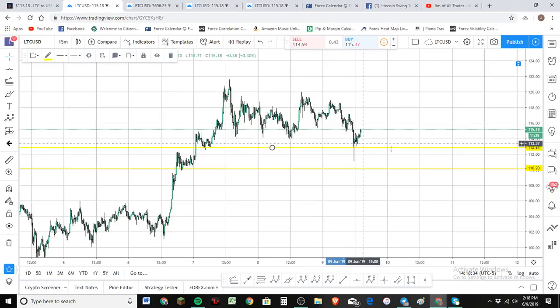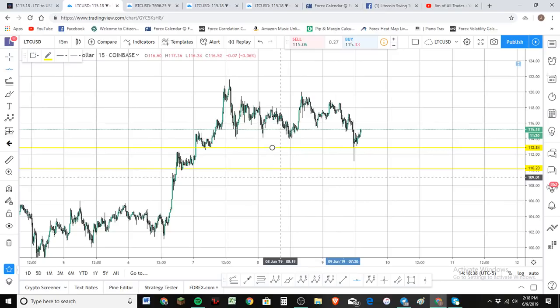And so we've got support that'll become support again, or resistance as it tries to come down. We should see a bounce there. So okay, yeah, that's what we're looking for.